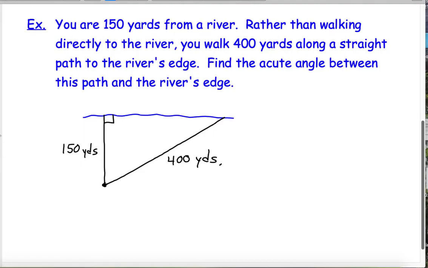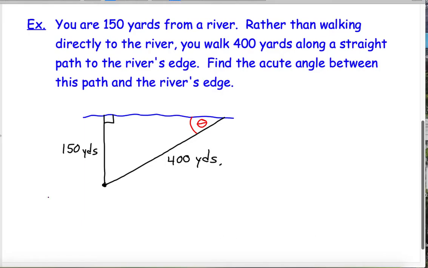Find the acute angle between this path and the river's edge. So between the path and the river's edge, that would be here. Let's call that angle theta. So now we need to solve for theta. So now we're solving for an angle, not one of the sides. So this is a little different.